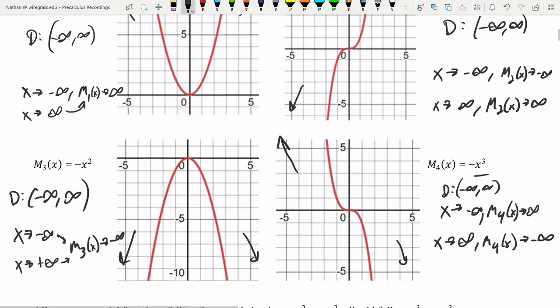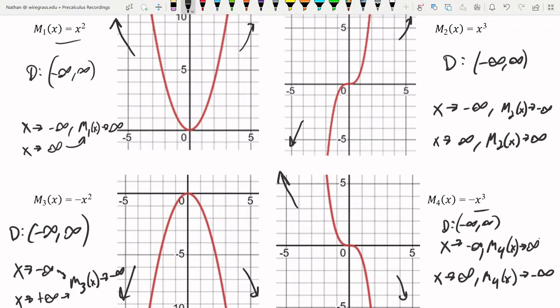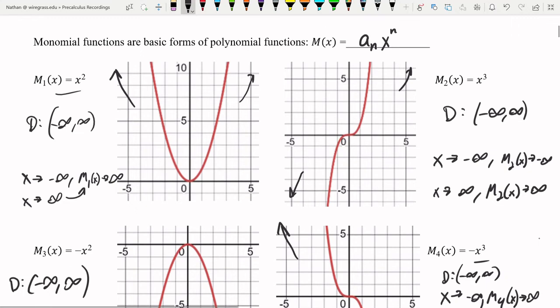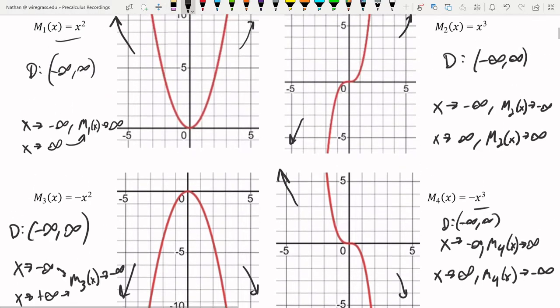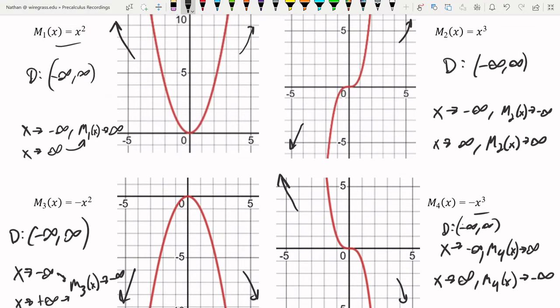And I'm showing you these 4 graphs because these are kind of the archetypes of the polynomial functions. So a lot of the even monomial functions or even polynomial functions have similar behavior as x squared or negative x squared, depending on, of course, if the leading coefficient is positive or negative. And the odd polynomials will follow x cubed and negative x cubed. So keep these parent functions in mind and the flipped versions of them, because that's going to give you a lot of intuition into looking at how polynomial functions in general work.